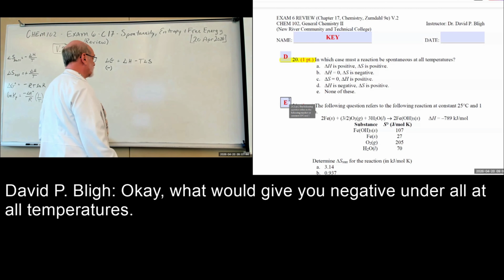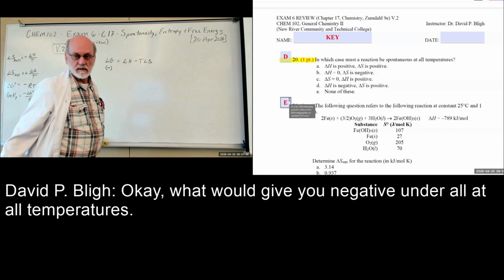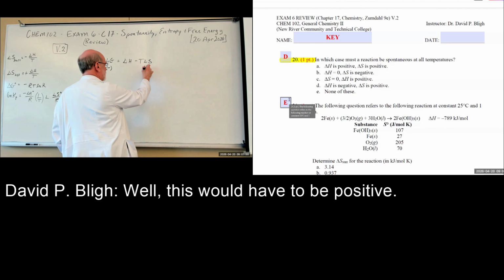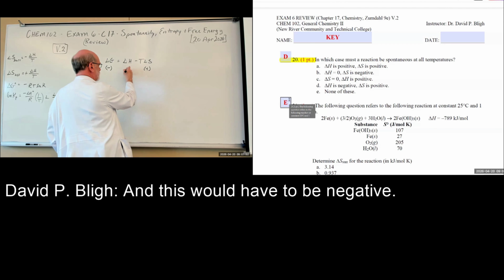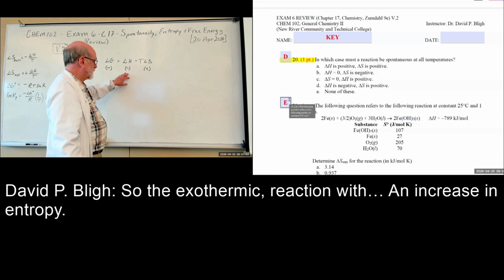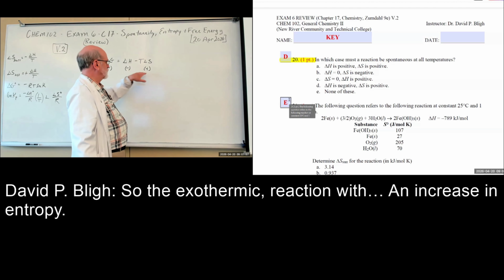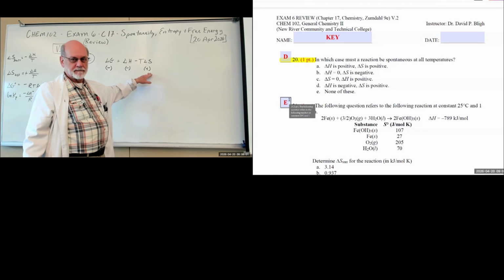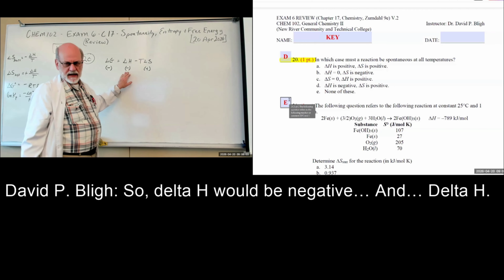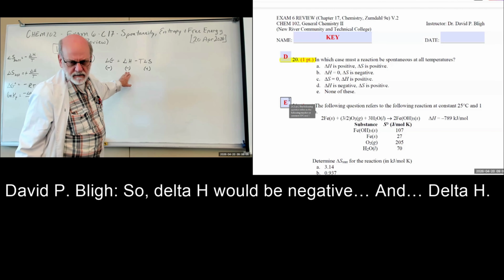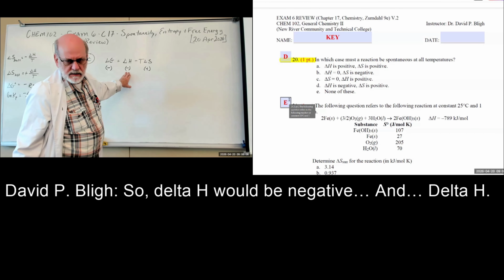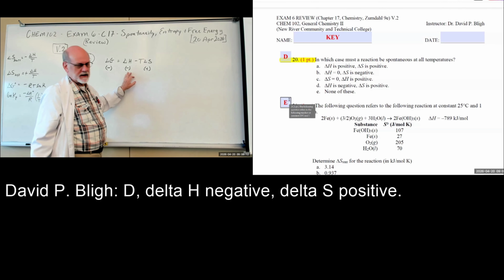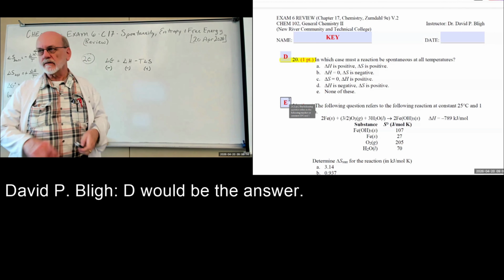Okay, what would give you negative at all temperatures? Well, this would have to be positive, and this would have to be negative. So an exothermic reaction with an increase in entropy. All right, so delta H would be negative, delta S positive. D would be the answer.